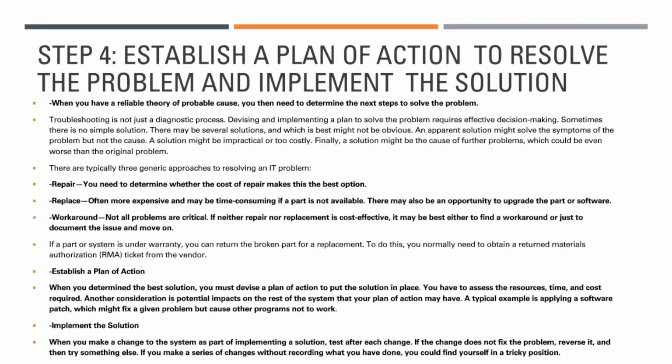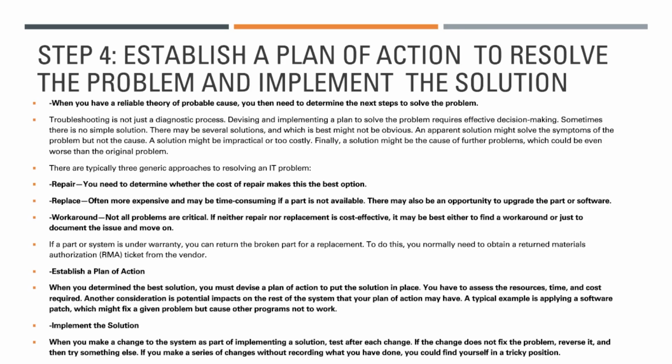There are typically three generic approaches to resolving an IT problem. Repair. You need to determine whether the cost of the repair makes this the best option. Replace. Often more expensive and may be time-consuming if parts are not available. There may also be an opportunity to upgrade the parts or software. Workaround. Not all problems are critical. If neither repair nor replacement is cost-effective, it may be best either to find a workaround or just to document the issue and move on.